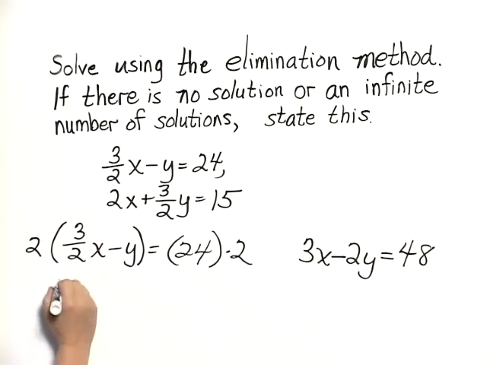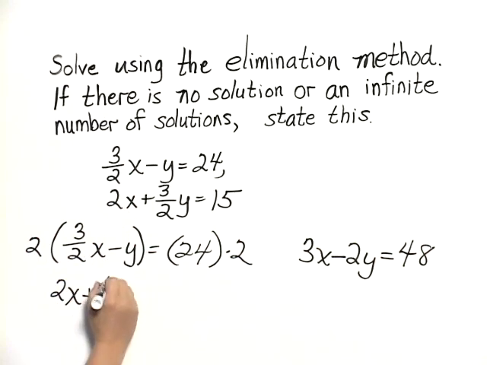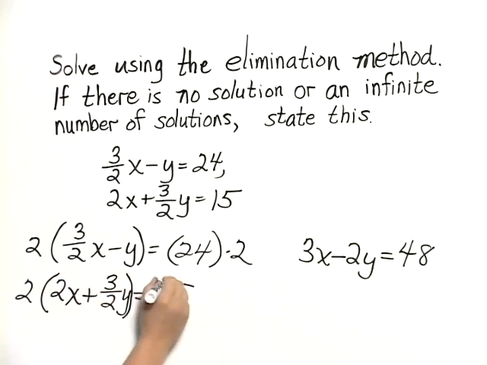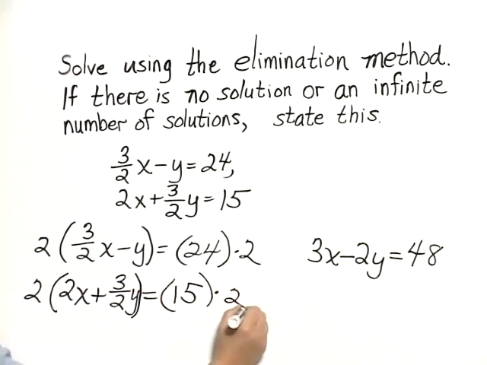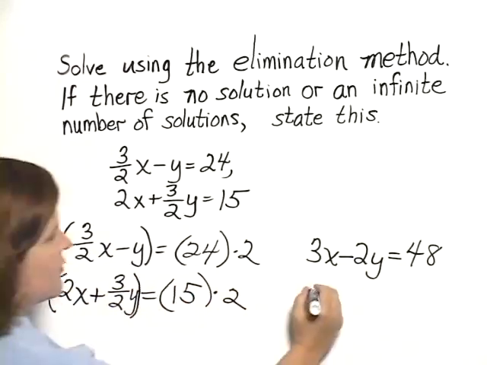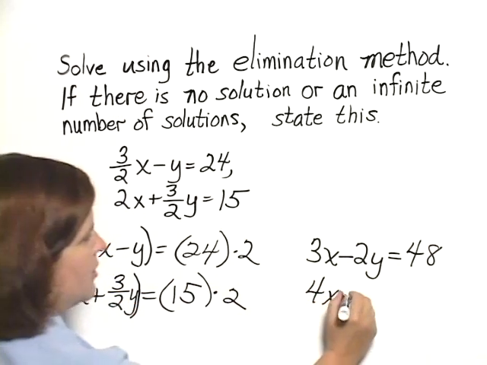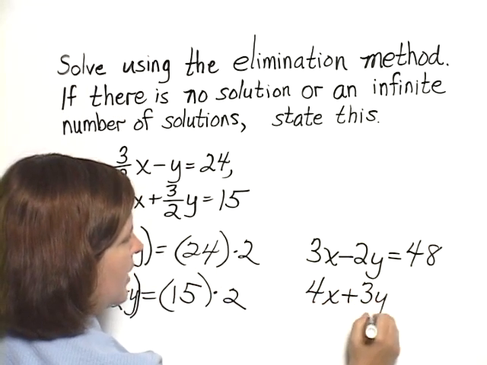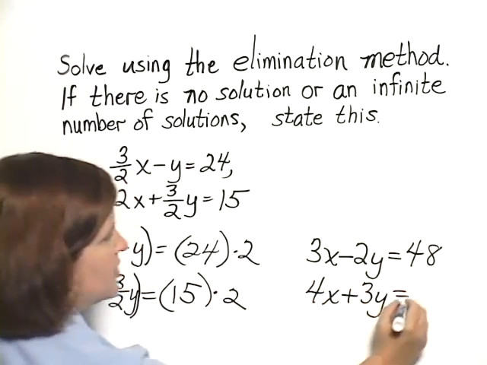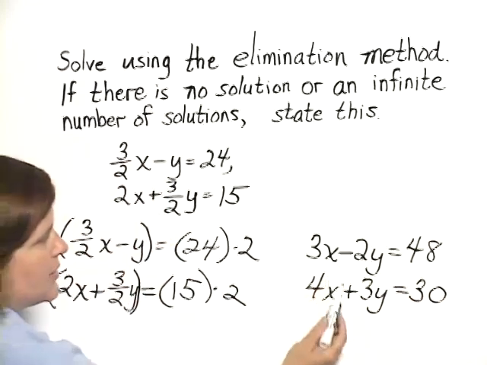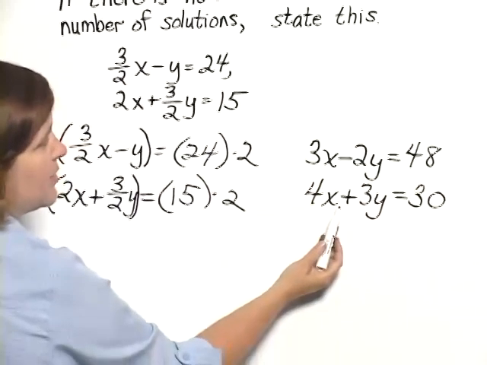I'll do the same thing with the next equation, which is 2x plus 3/2 y equals 15. Again, I have a denominator of 2, so I'll multiply both sides of the equation by 2. 2 times 2x is 4x. And 2 times 3/2 would be 3, so I have 4x plus 3y equals 2 times 15, which is 30. Now this is the system that I want to solve. I want to solve using the elimination method.